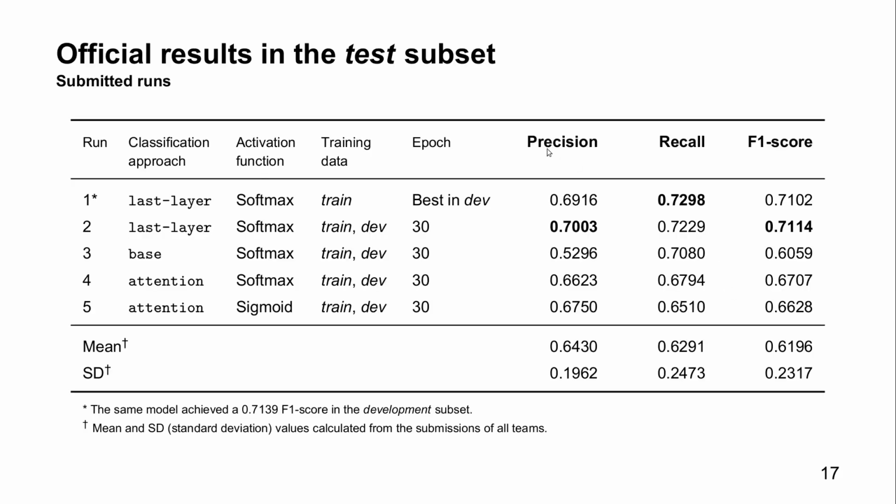In this table, you see the configuration of our 5 submitted runs and the respective official results. The base approach attained the 0.60 F1 score, corresponding to our lowest result. The attention approach, using relation class representations, proved valuable by surpassing our base approach by 6 percentage points. However, we observed that training the last layer of BERT was way more beneficial, achieving our best results, being 9 percentage points above the average from the submissions of all teams.